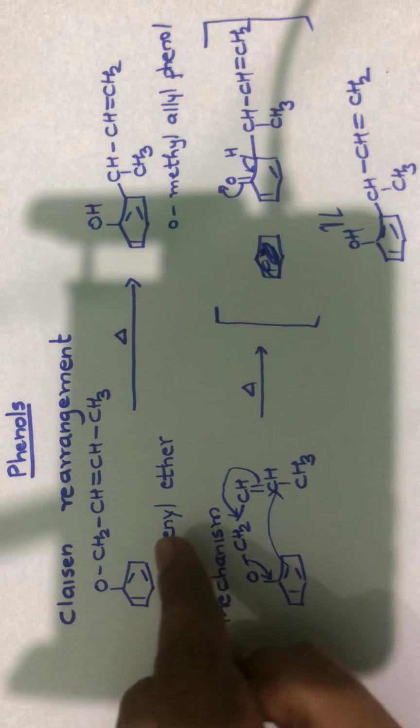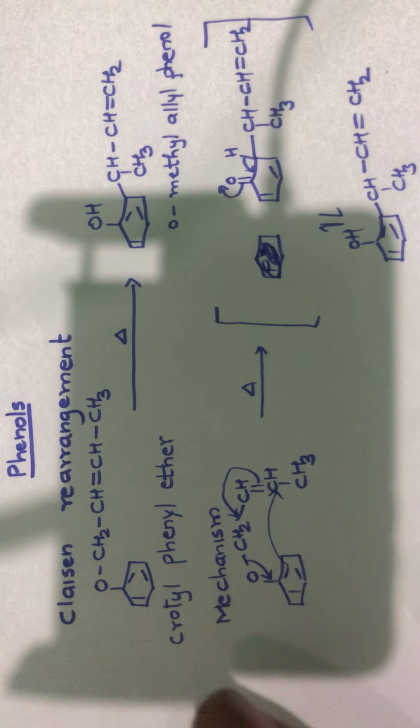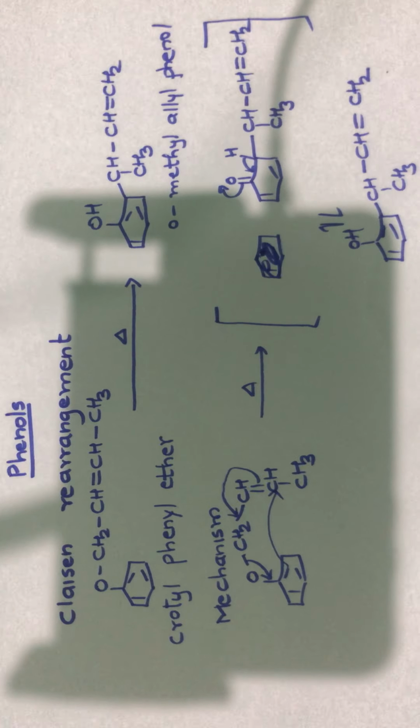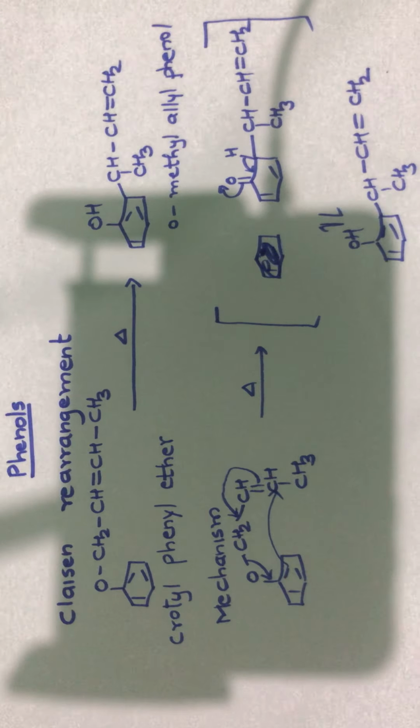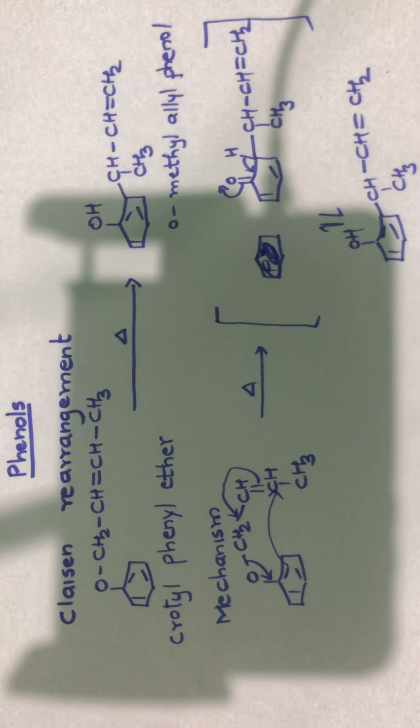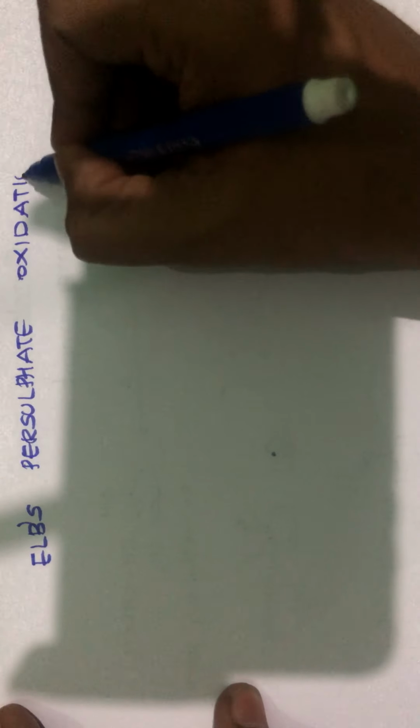So allyl phenyl ethers when heated give you allyl phenols, ortho-allyl phenols. This is called the Claisen rearrangement. Now, next reaction. Another very important reaction is Elbs persulfate oxidation.